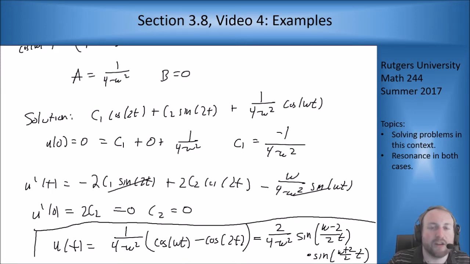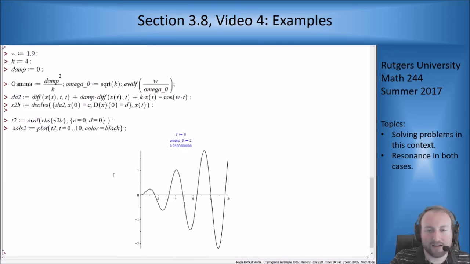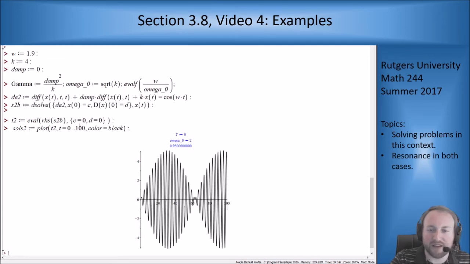So let me jump back to Maple again real quick to do some more graphs on this, and then we'll be done here. So this is the exact thing we talked about before in the other video. So damping is 0, k equals 4. If I plug in something close to 2, like 1.9 again, I get my beats because I have these slow modulating amplitude multiplying the fast oscillating function.